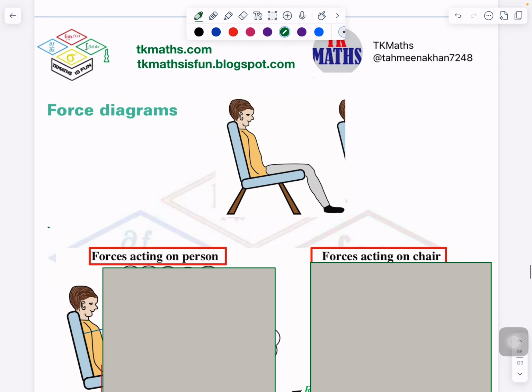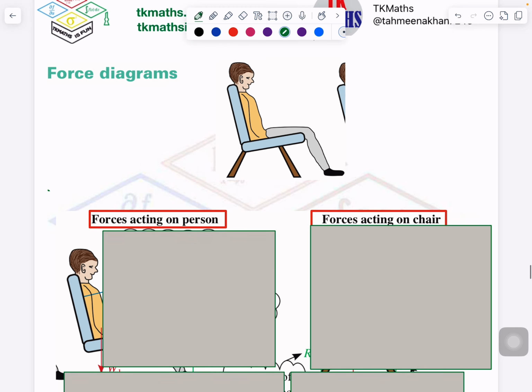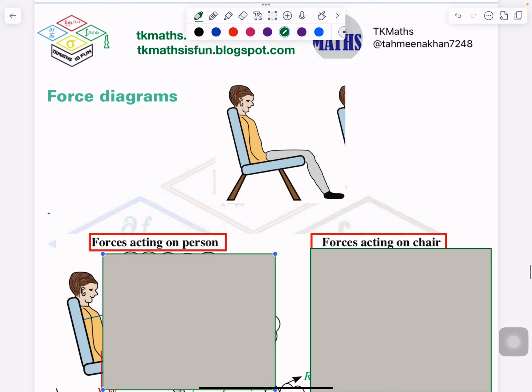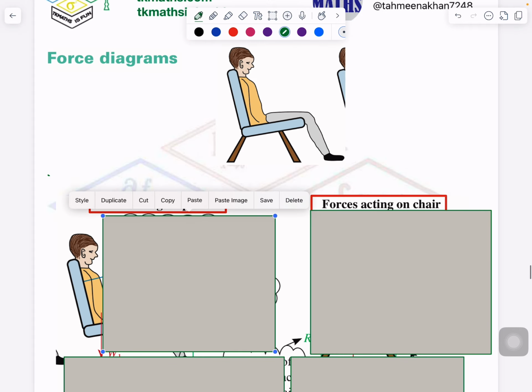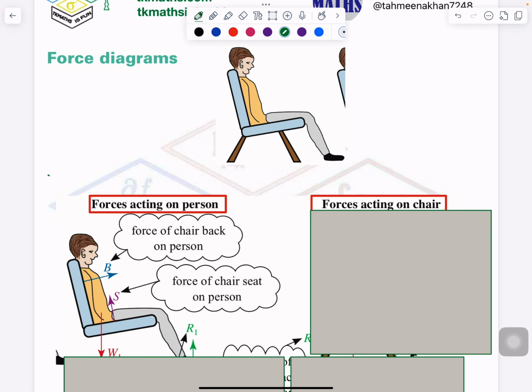Now the force diagram. It is very important that you are able to apply the forces properly and show all the directions of the forces on the diagram, because it is a requirement of the exam question as well as to be able to solve it correctly. You should be able to identify all the forces on it. So suppose this is a boy sitting on a chair. First of all, you have to draw the forces acting on the person. What will they be?